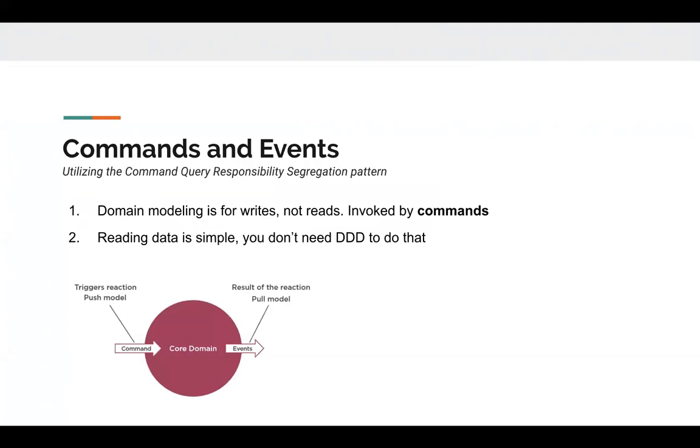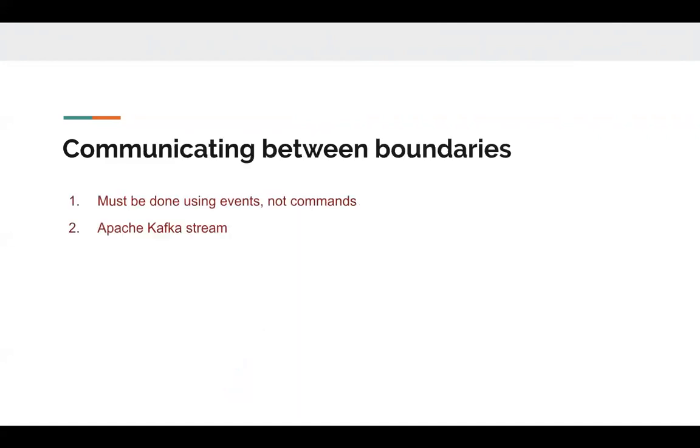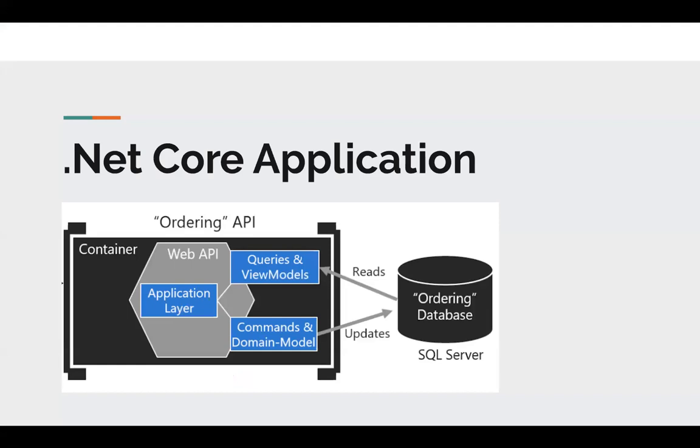Great. And we kind of kill two birds with one stone, where we can use commands and events within our own service to invoke change, but we can use the same commands and events to listen and to act upon things that happen in other boundaries. So we'll talk about that a little bit more. We'll talk about communicating between boundaries, which must be done using events, not commands, and Apache Kafka Stream. And we'll talk again about how we can take all this and actually do it in a .NET Core application.